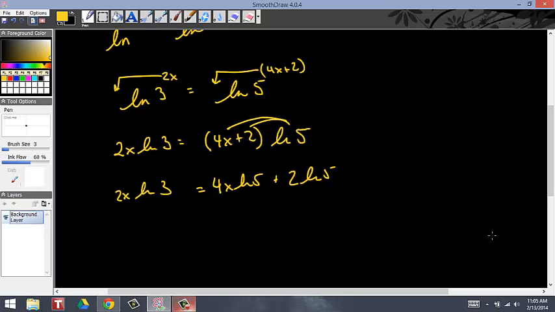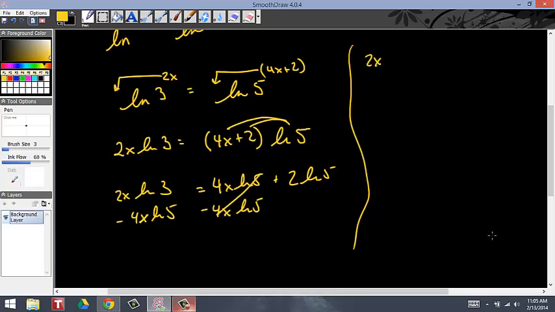Move all the x's over to one side, right? So I'm going to move this 4x ln 5 to both sides. So I've got, if I move it to the right, 2x ln 3 minus 4x ln 5 equals 2 ln 5.